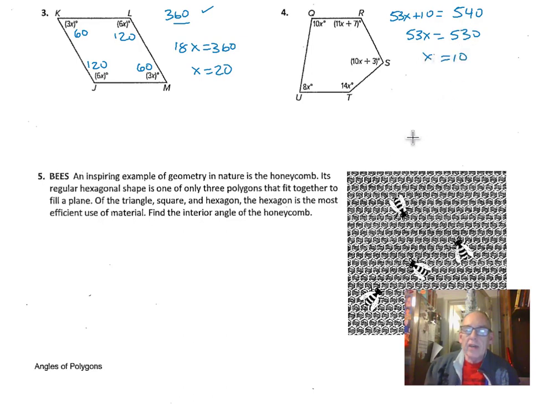X is going to be 10, which makes angle Q 100. Makes angle R 110 plus 7, 117. Angle S is going to be 103.